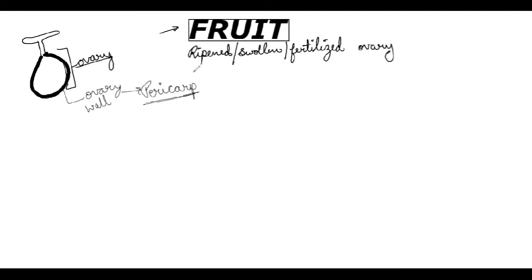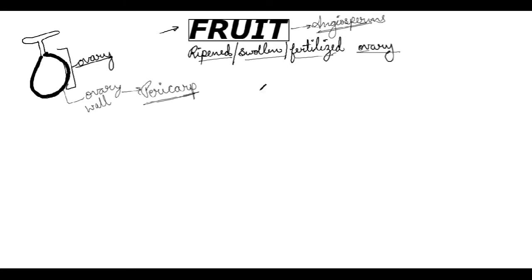So fruit can be defined as a ripened or swollen or fertilized ovary, which will have the fertilized ovule or fertilized egg within it, forming the seed of the fruit. These fruits are only found in the members of angiosperms. They are not found in members other than the angiosperms, because in gymnosperms we have naked seeds, meaning fruitless seeds, and till Pteridophyta there is no seed formation, so no fruit formation is there. Clear?